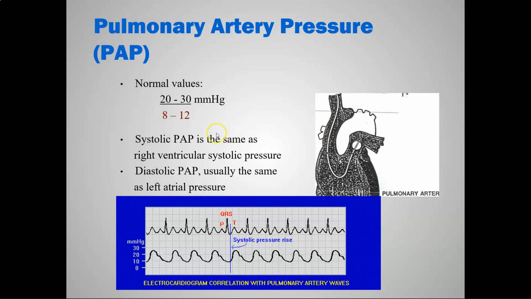Okay, I know we stepped away from the CVP, but when we're talking about the Swan-Ganz, you've got to know this. PAP, think 20 to 30, 8 to 12, systolic, diastolic. Just like the left side of your heart has the diastole and systole values in the chambers, the right side does as well. And we can measure the right ventricular systolic pressure with the systolic pulmonary artery pressure. Wink, wink, shooting star that.